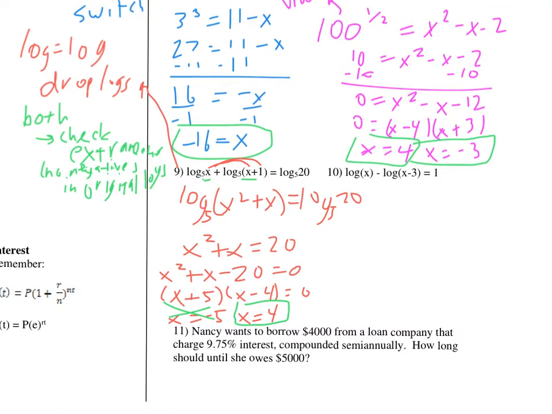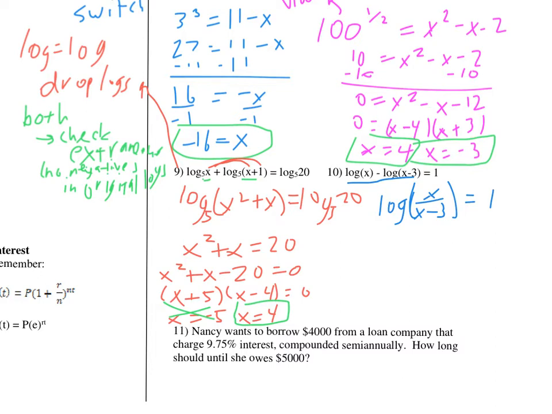All right, next up here we have number 10. Now this one, I again have 2 separate logs, and they are subtracting, so I'm going to condense them by dividing. So this is going to be x over x minus 3. All right, and so now this just equals 1. So this is not log equals log anymore. This is log equals number. And so I cannot just drop the logs. I have to do the exponential switch.